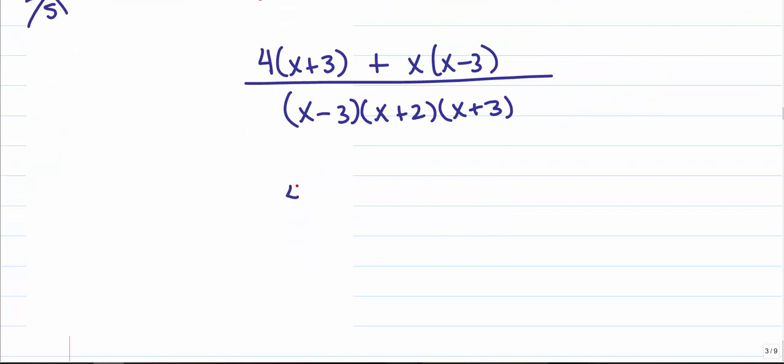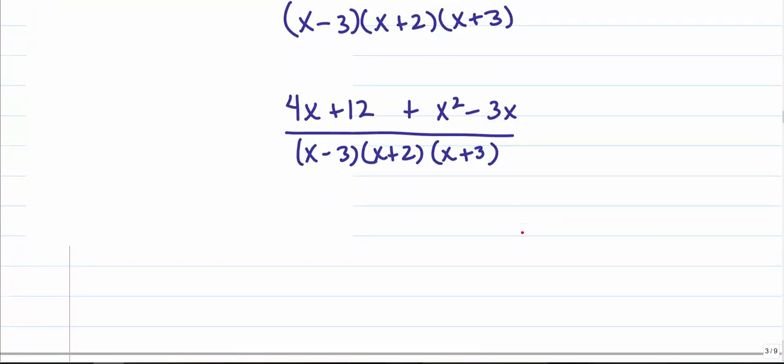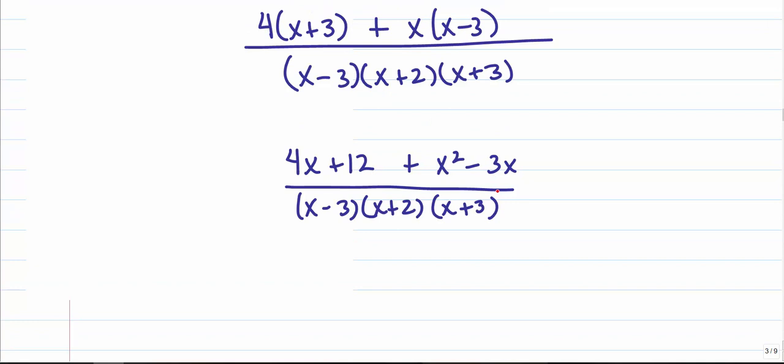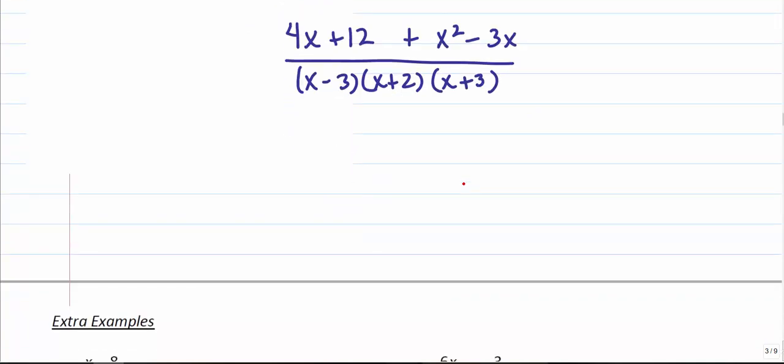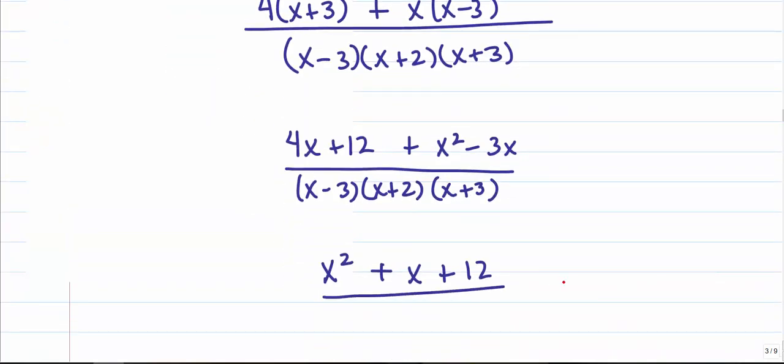All right, so now in the numerator, I have 4x plus 12 plus x squared minus 3x, all over x minus 3, x plus 2, x plus 3. All right, so I just did the distributive property. And now I'm going to combine like terms. So I've distributed, I'm going to combine like terms, so I get x squared plus x plus 12, all over x minus 3, x plus 2, x plus 3.